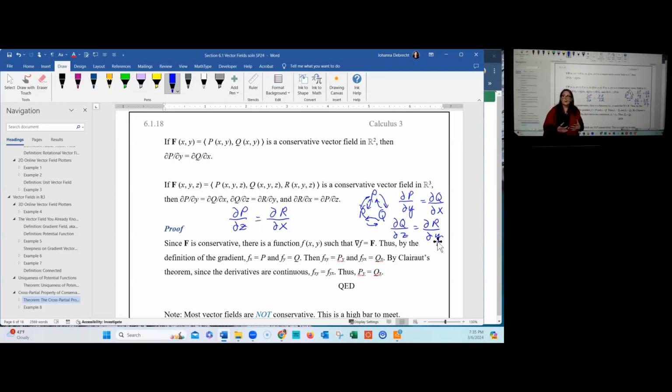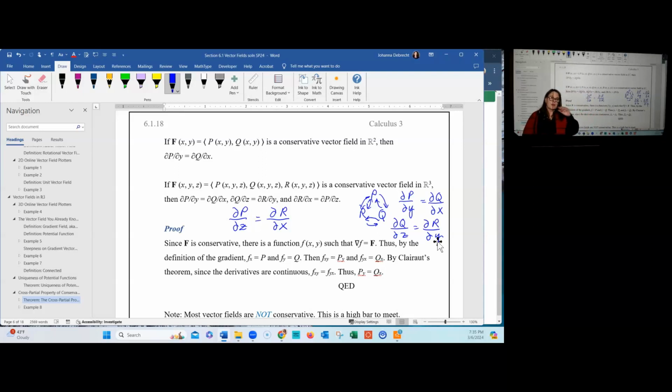But because we were told that the mixed partial second derivatives are continuous, by Clairaut's theorem, the mixed partials are equal to each other. So the partial of p with respect to y has to equal the partial of q with respect to x. A similar proof works for the three-dimensional case.